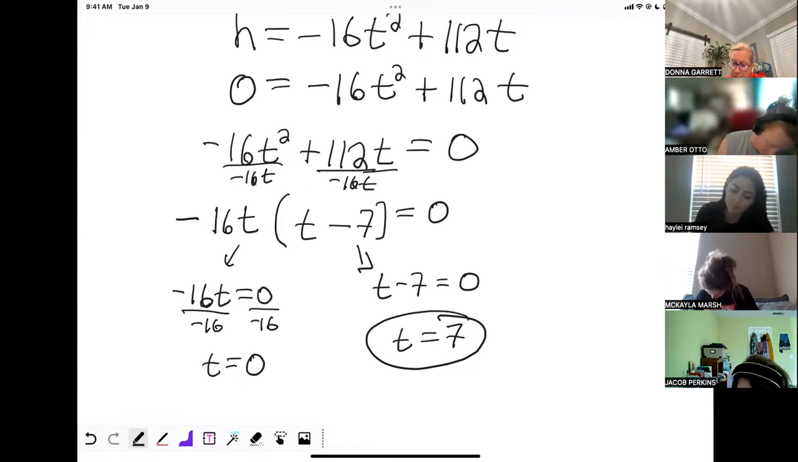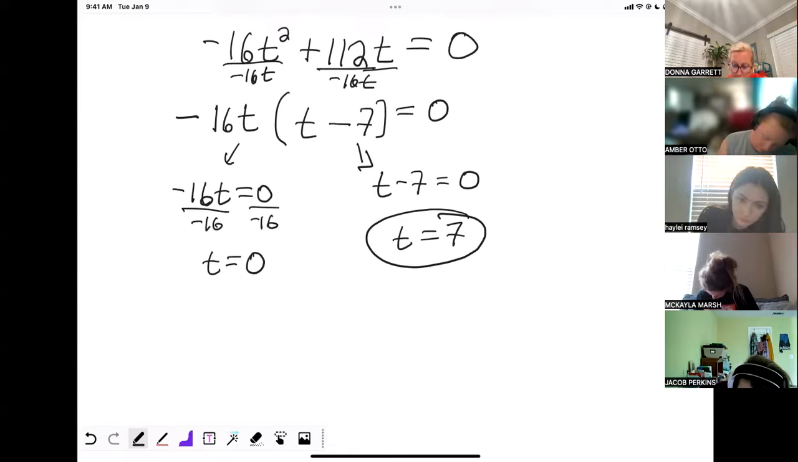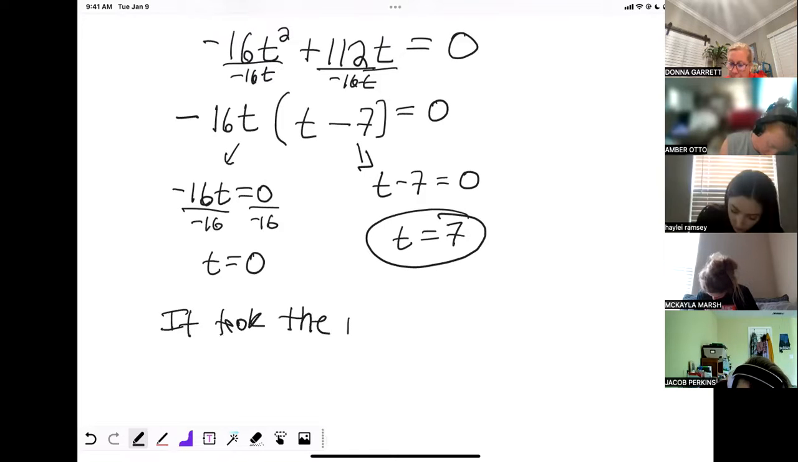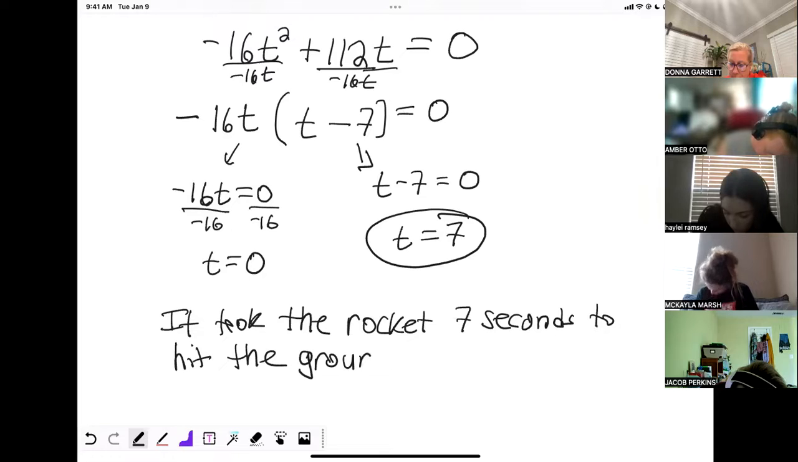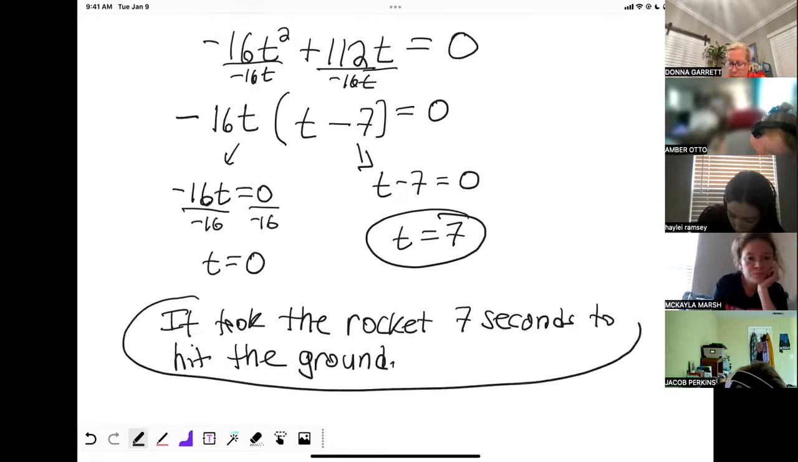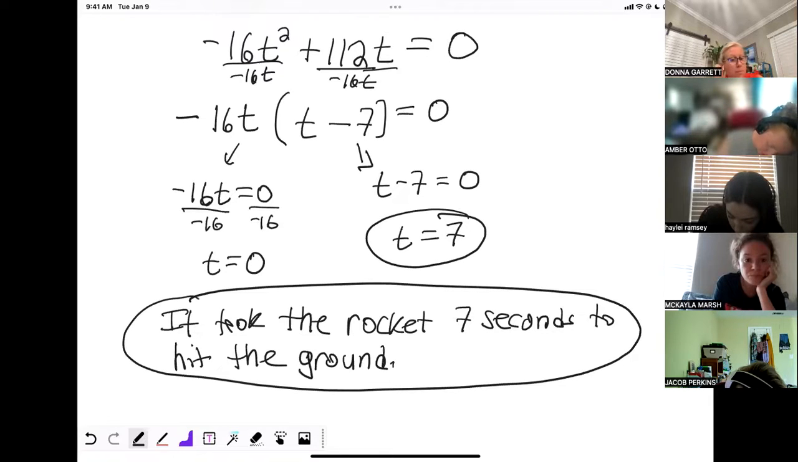So a word problem always ends in words. It took the rocket 7 seconds to hit the ground. So another example, let's say we got a negative answer. Time isn't negative, so that would also be a false answer.